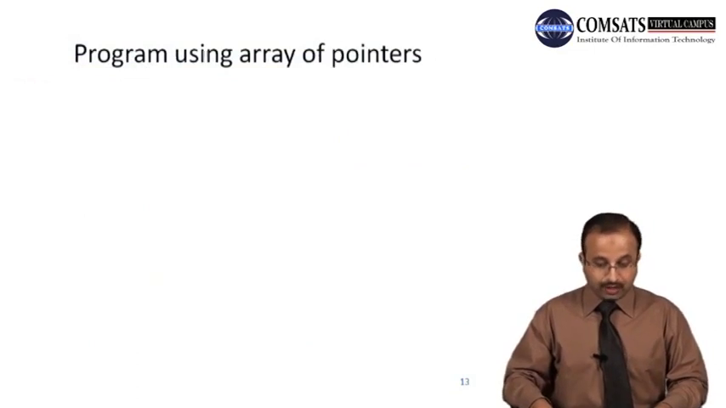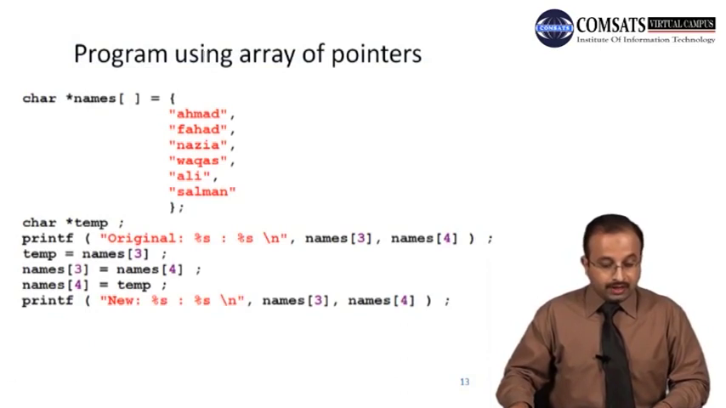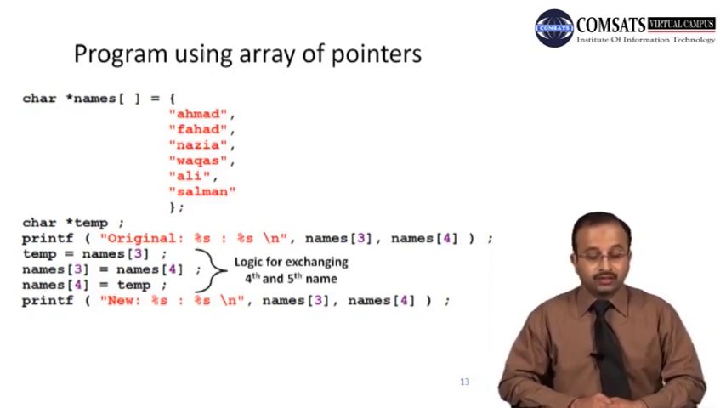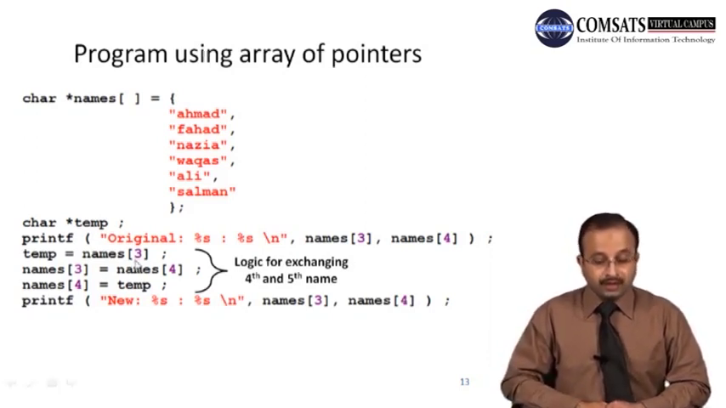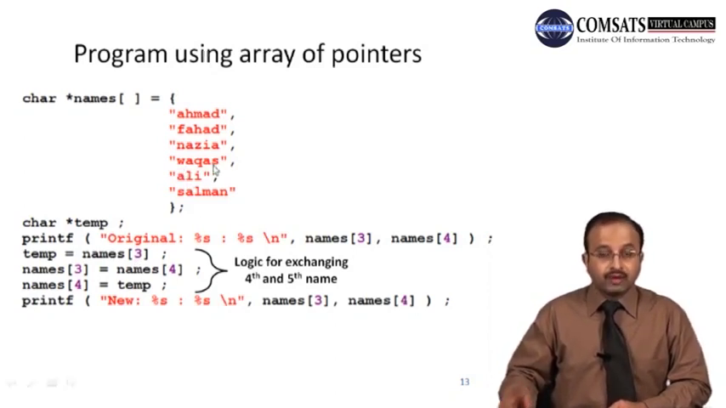Now let's see the same program using an array of pointers. Okay, this is an array of pointers containing the same list. Then we have a temporary pointer. Now the original names are, this is the same printf statement, and this is a simple logic for exchanging fourth and fifth name. And what is the logic? Name of 3 contains the address of the memory where we have the array Vakas, if you remember from the previous slide.